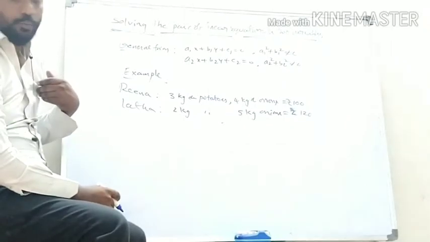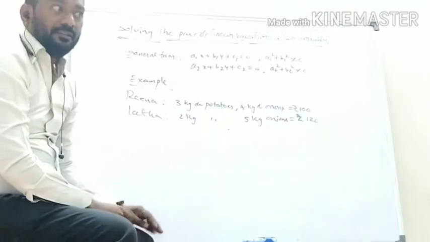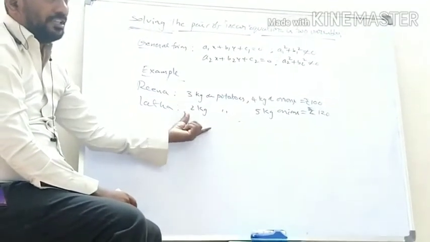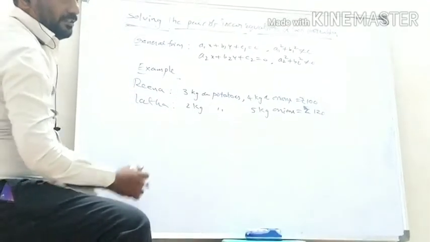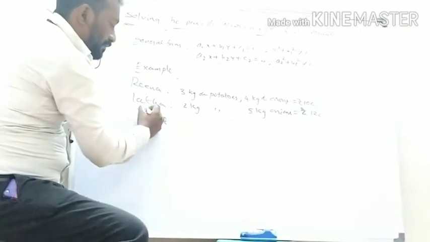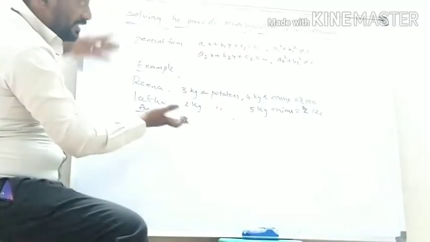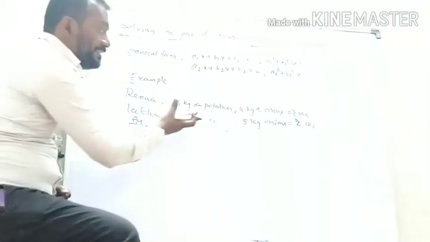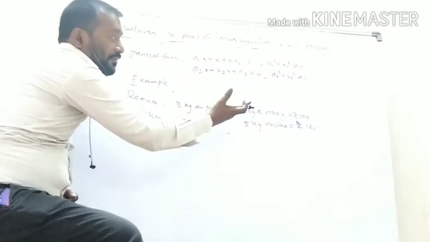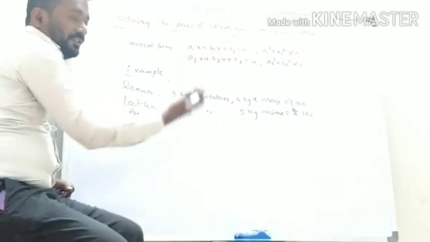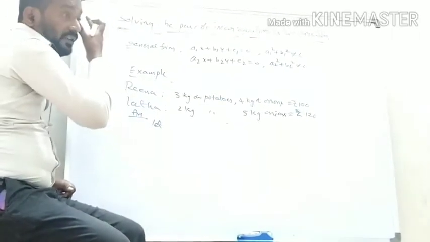Now we have a question: what is the cost of 1 kg of potatoes, and how to find the cost of 1 kg of onions individually? In that situation, we should express the situation as a pair of linear equations. Finding that is nothing but solving. Now I want to find the cost of 1 kg of potatoes and the cost of 1 kg of onions. To do this, we should express the situation in mathematical form, that is, a pair of linear equations.